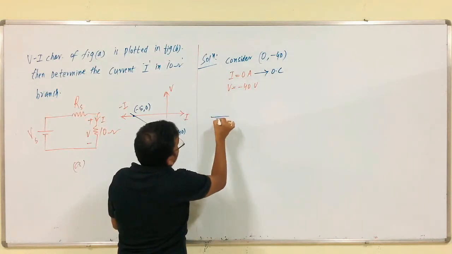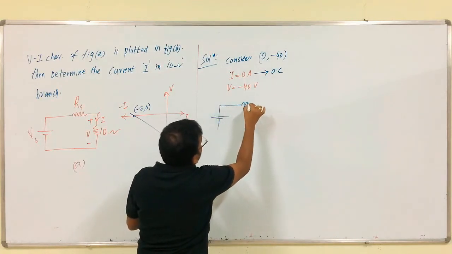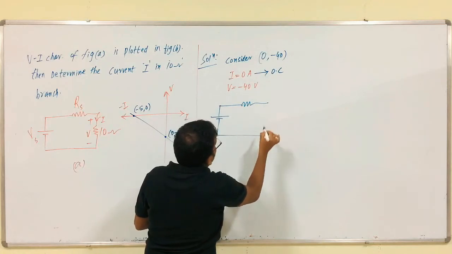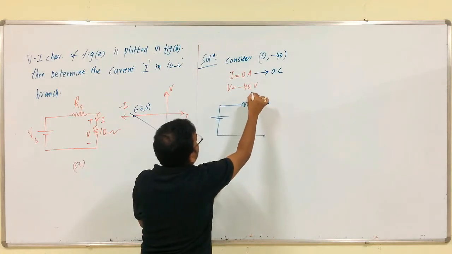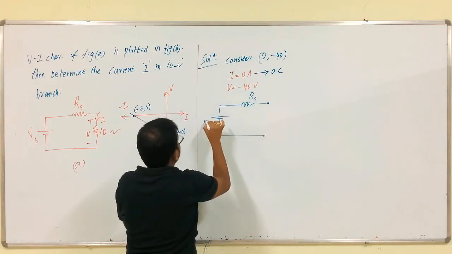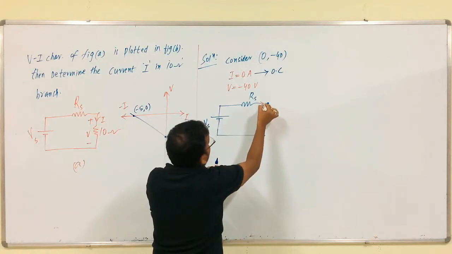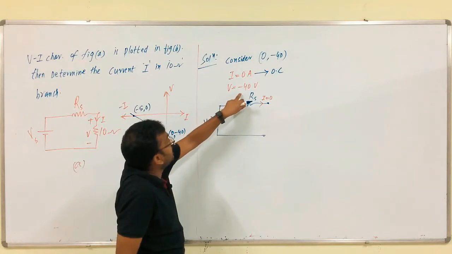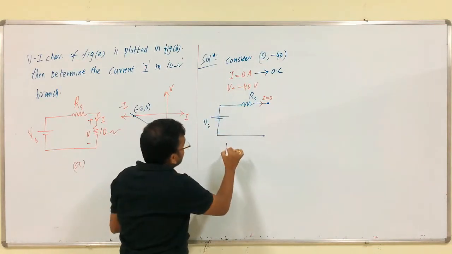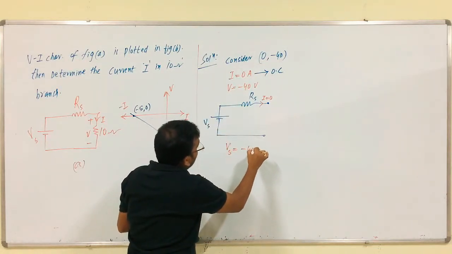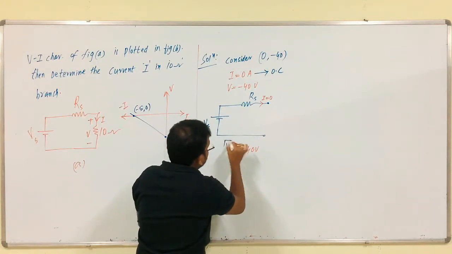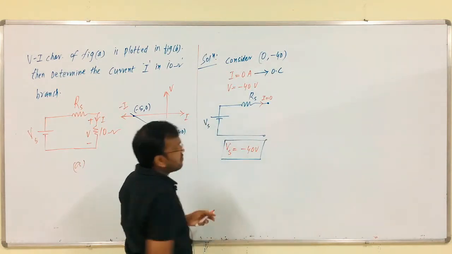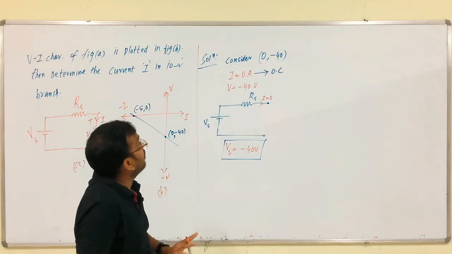Therefore, the circuit is like this. So, we have Rs, we have Vs. There is no current, that is current is equal to 0. In that case, what is the value of voltage? Minus 40, which is equal to Vs is equal to minus 40 volts. That is it. Same as in the case of the first problem, there is no confusion at all.